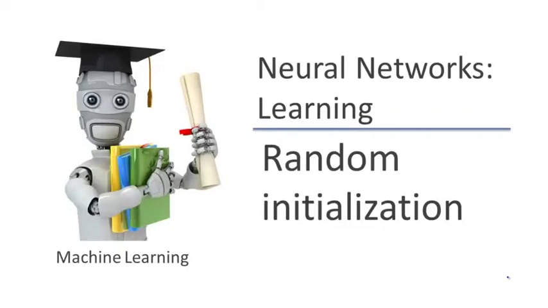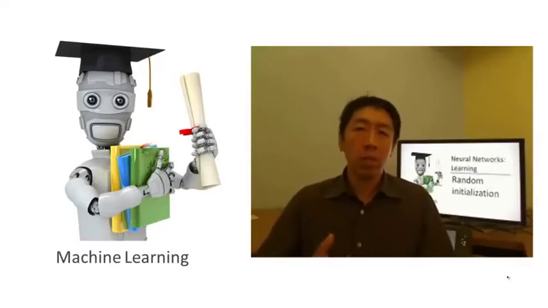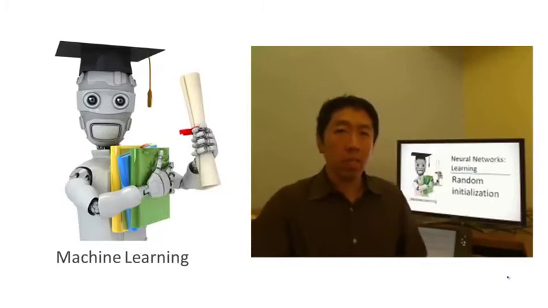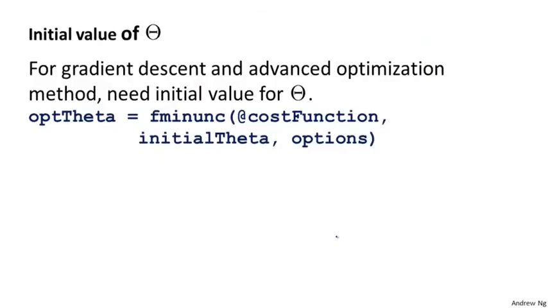In the previous videos, we put together almost all the pieces you need in order to implement and train a neural network. There's just one last idea I need to share with you, which is the idea of random initialization. When you're running an algorithm like gradient descent or also the advanced optimization algorithms, we need to pick some initial value for the parameters theta. The advanced optimization algorithm assumes that you will pass it some initial value for the parameters theta.